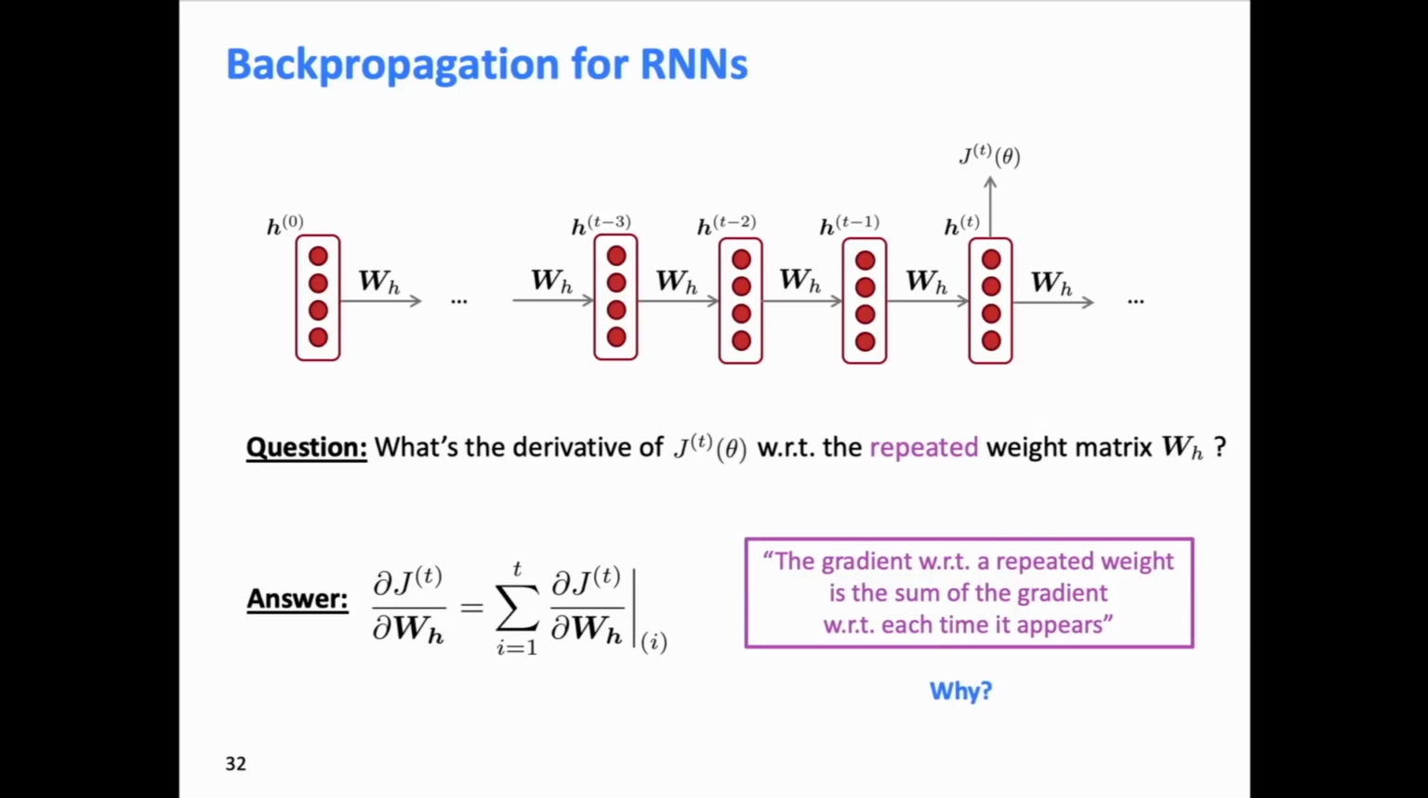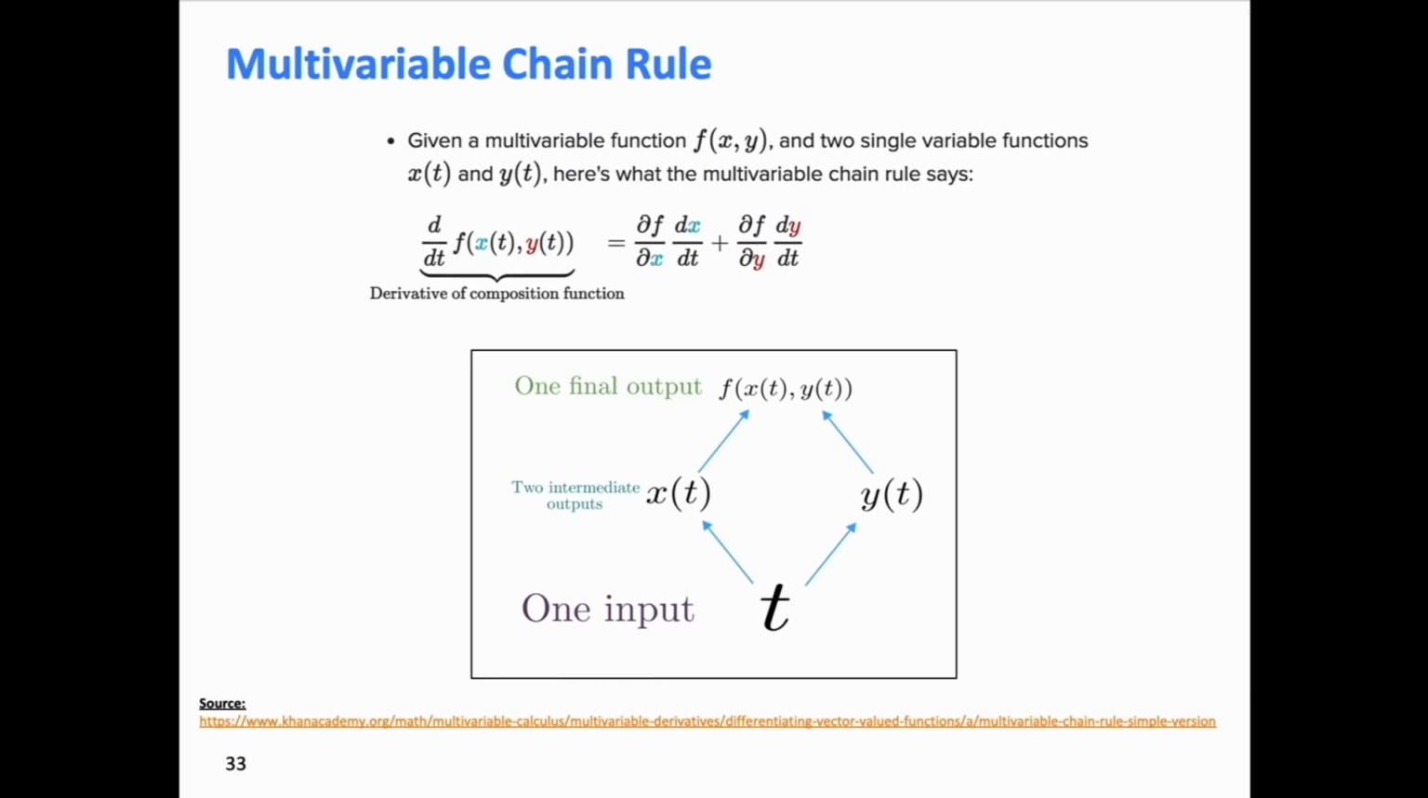Okay, so why is that true? To sketch why this is true, I'm going to remind you of the multivariable chain rule. This is a screenshot from a Khan Academy article on the multivariable chain rule, and I advise you to check it out if you want to learn more, because it's very easy to understand. What it says is, given a function f which depends on x and y, which are both themselves functions of some variable t, then if you want the derivative of f with respect to t, you need to do the chain rule across x and y separately and then add them up. So that's the multivariable chain rule.